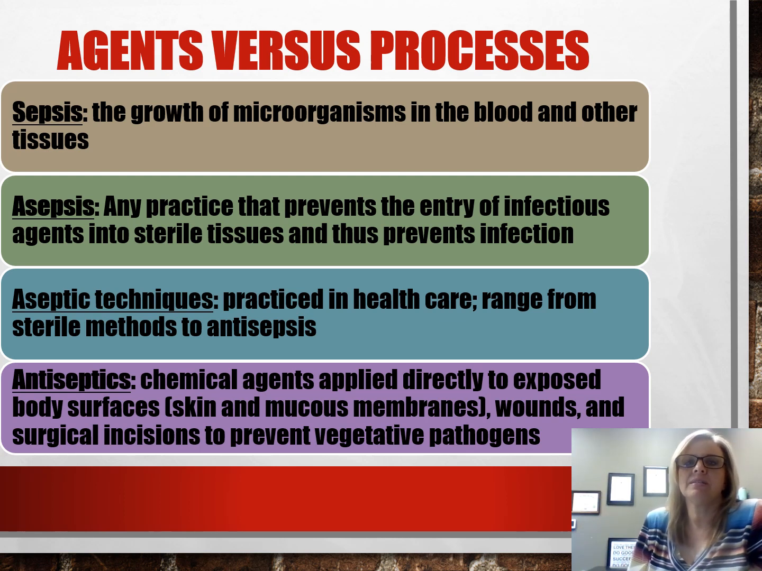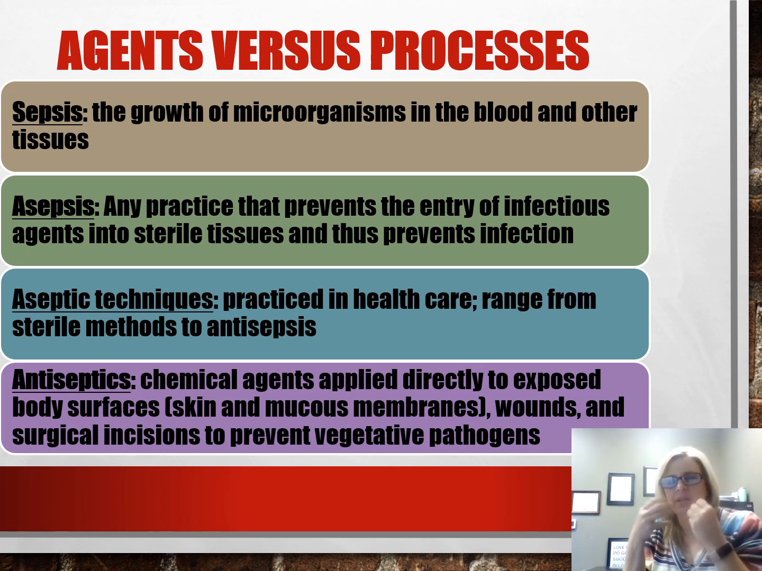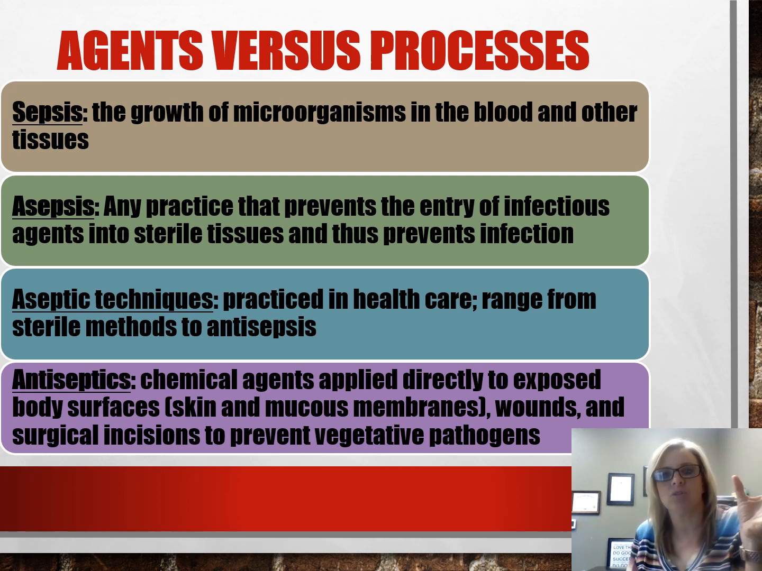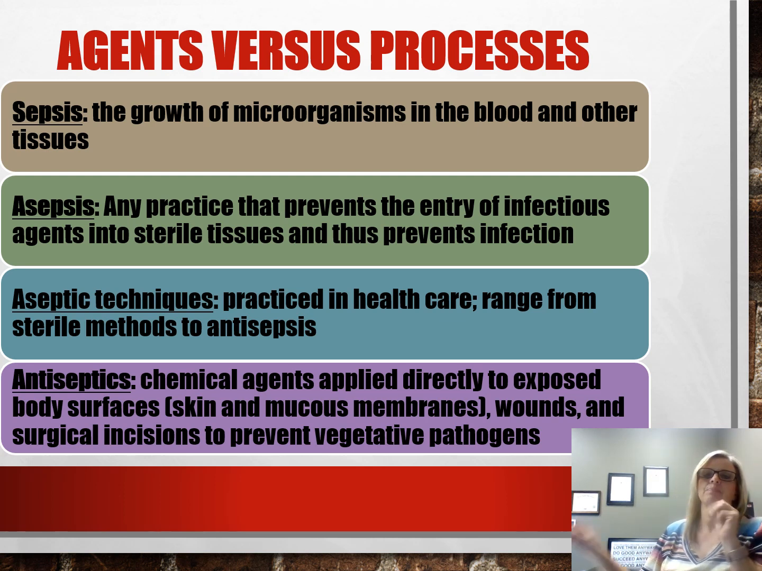So antiseptics, this is going to be a chemical agent applied directly to an exposed body surface. All right, so skin and mucous membranes. Mucous membranes are anything that opens up to the outside. Wounds, surgical incisions, these areas, in order to prevent vegetative pathogens. Preparing the skin before surgical incisions with iodine compounds is an example. Swabbing an open root canal with hydrogen peroxide. Hand washing with a germicidal soap. Okay, all falls in that category.